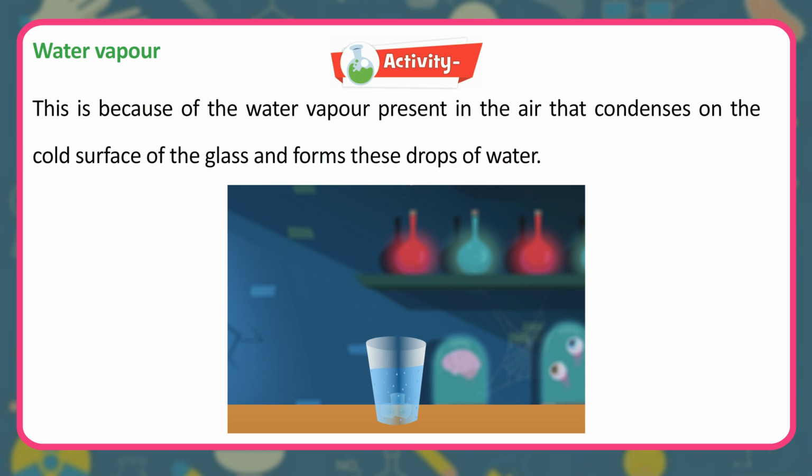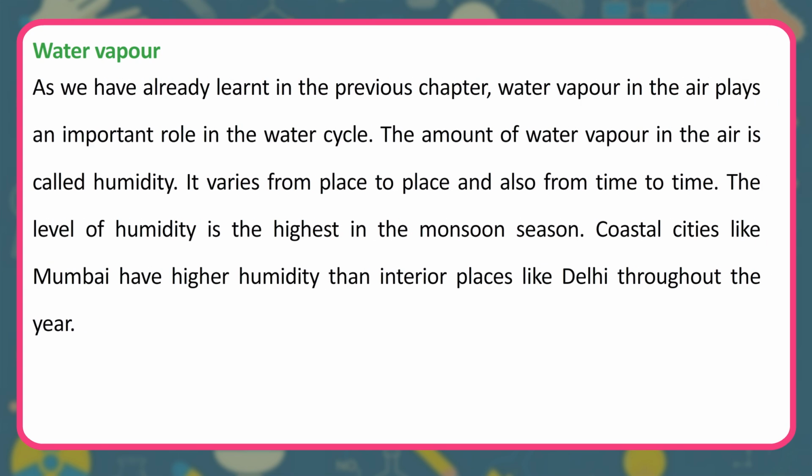This is because of the water vapor present in the air that condenses on the cold surface of the glass and forms these drops of water. As we have already learnt in the previous chapter, water vapor in the air plays an important role in the water cycle. The amount of water vapor in the air is called humidity. It varies from place to place and also from time to time.